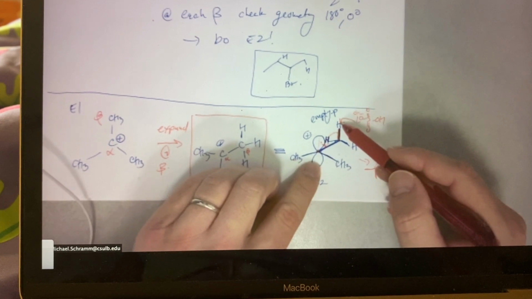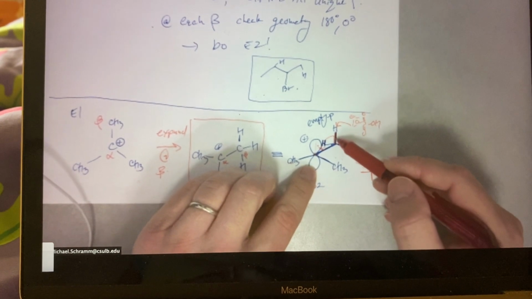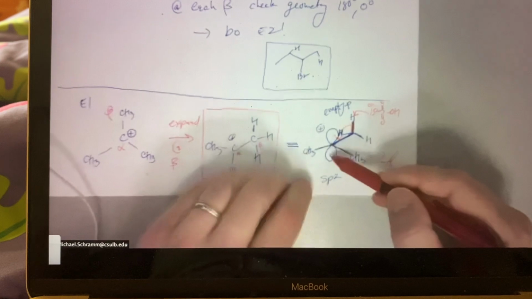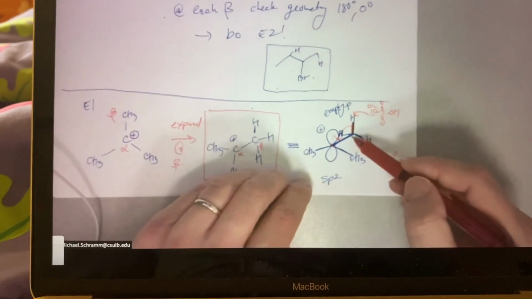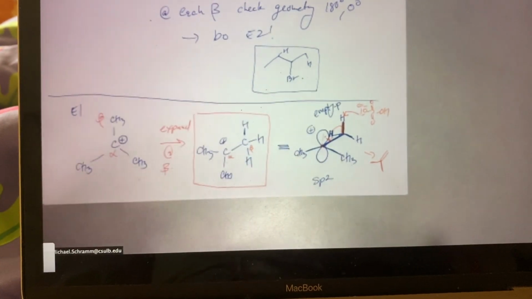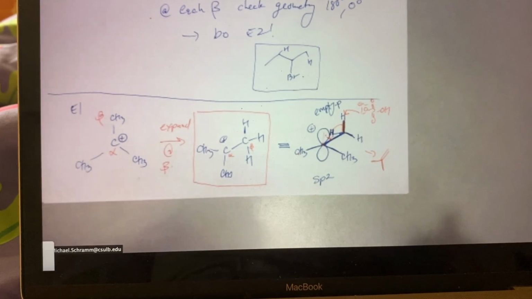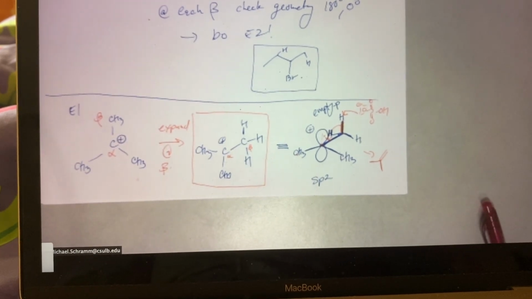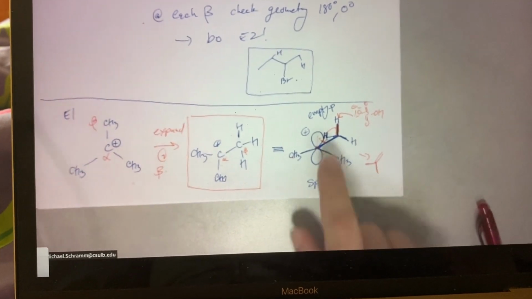And as base comes in and pulls off this acidic proton, these electrons fall into an antibonding orbital, which causes this to break and a new bond to form. That's kind of a high-level discussion. It's okay if you don't follow perfectly what I just said there. Here, this picture is crystal clear, though.